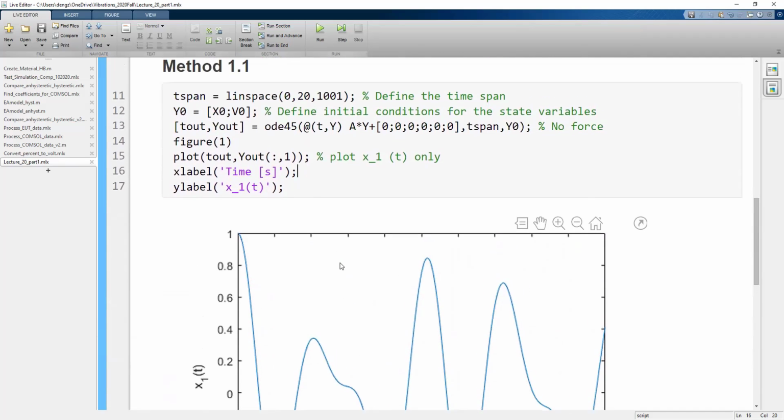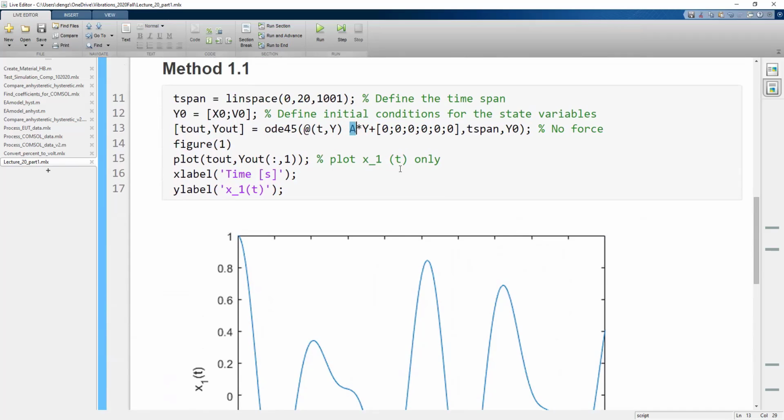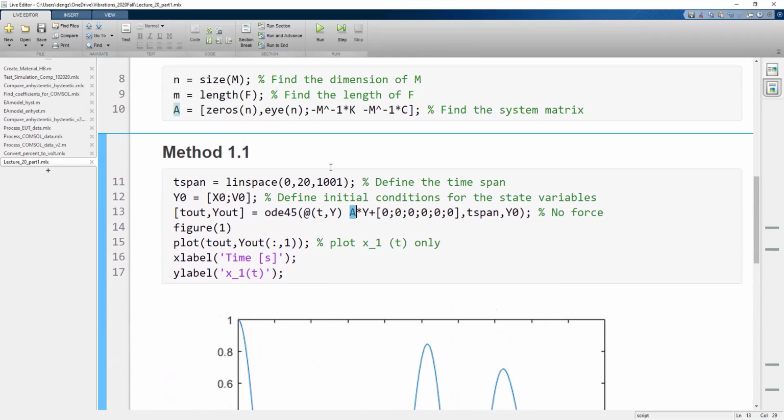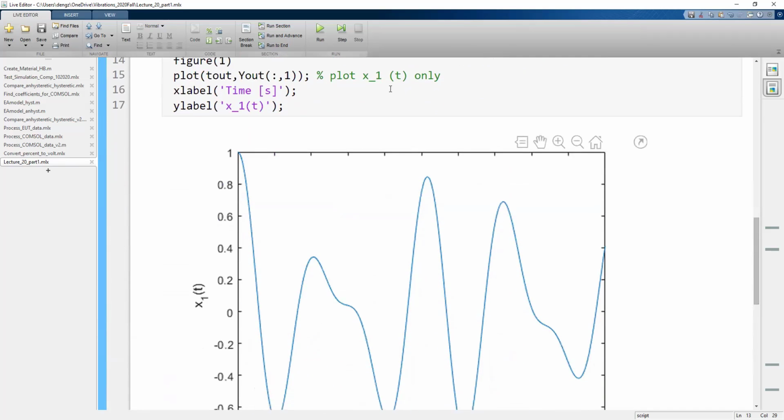All right, so that's ODE45. It's very, very similar to what you learned for the single degree of freedom system. It's just that your A matrix is even bigger right now. Previously it was 2 by 2, and right now it is 6 by 6. All right.